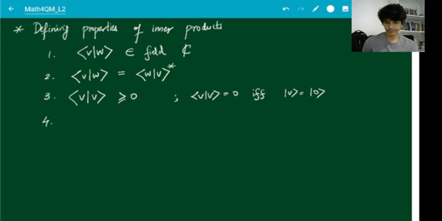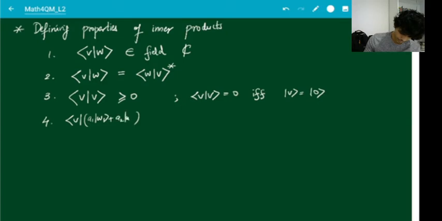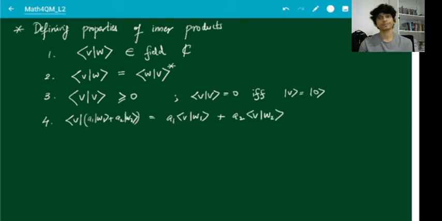And the last property is a distributivity property. So if I take the inner product of V, not with just one vector W, but with some linear combination of two vectors, A1 W1 plus A2 W2, then basically the constants come out. So I can write this as A1 times the inner product of V and W1 plus A2 times the inner product of V and W2. So these are the 4 defining properties of inner products.